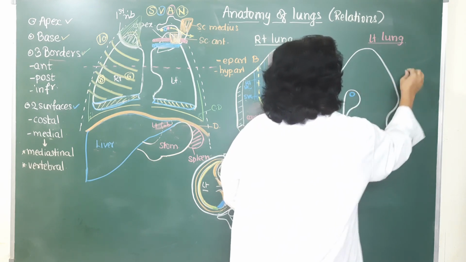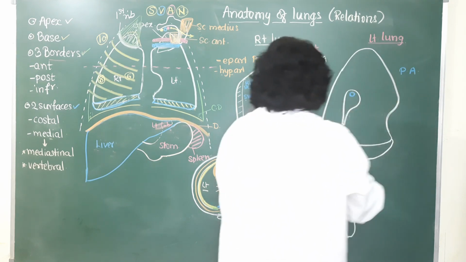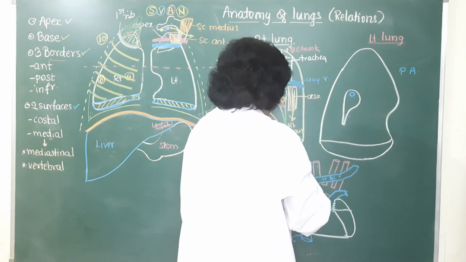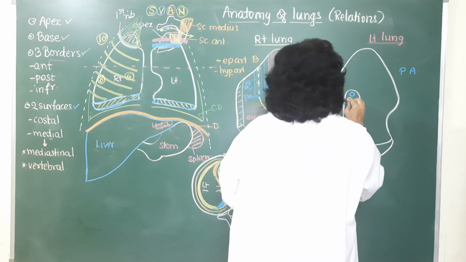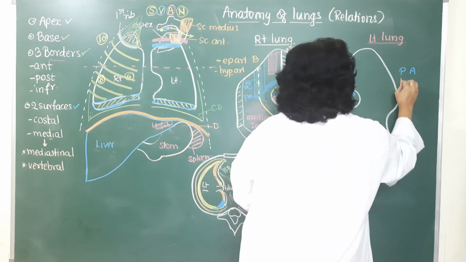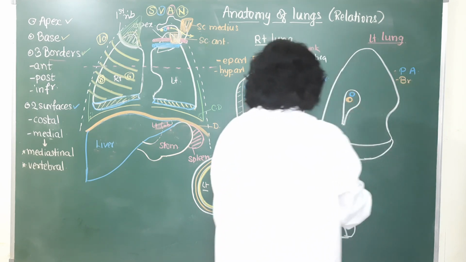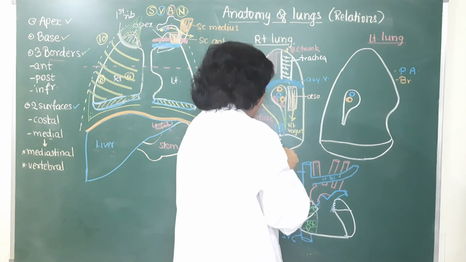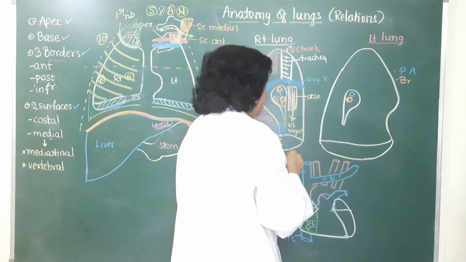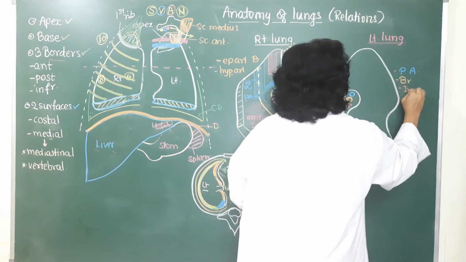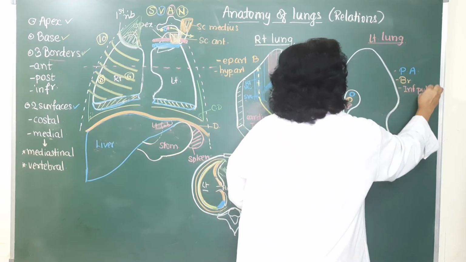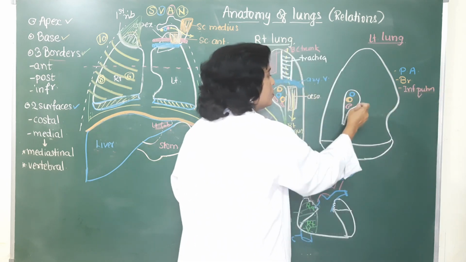So this is the pulmonary artery. Then just below that you get the bronchus. So here you get the principal bronchus, and then just below that you get the vein. Though it is a vein, I am drawing it with red. So here is the inferior pulmonary vein. These are the structures from above downwards.